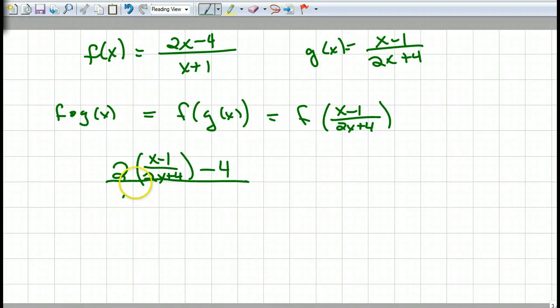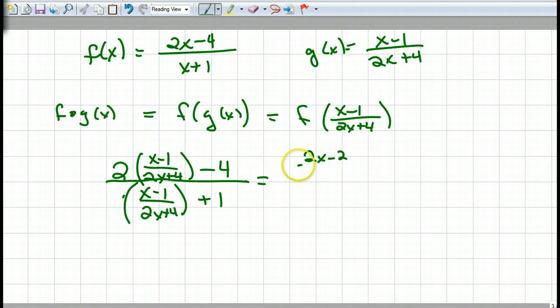Okay? So then, because this is just an x, I'm going to put x minus 1 over 2x plus 4, plus 1. So this becomes, if I take that 2 and distribute it, 2x minus 2 over 2x plus 4. Now, one thing you got to know about fractions is I have to have a common denominator, do I not? So this will be minus 4 times 2x plus 4, over 2x plus 4.